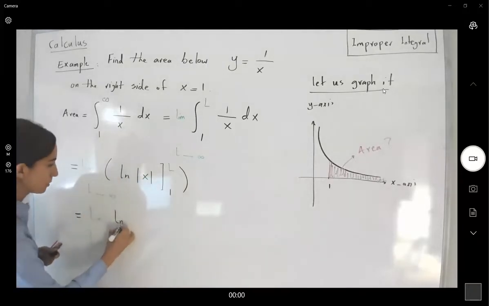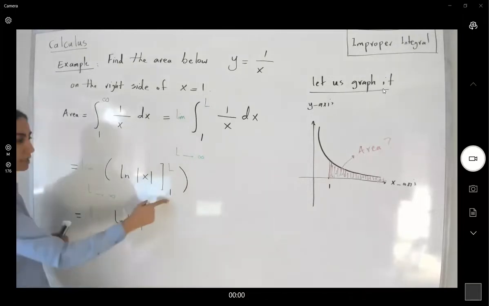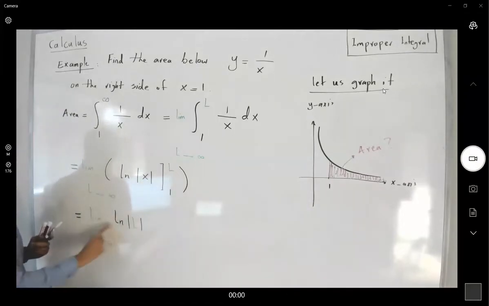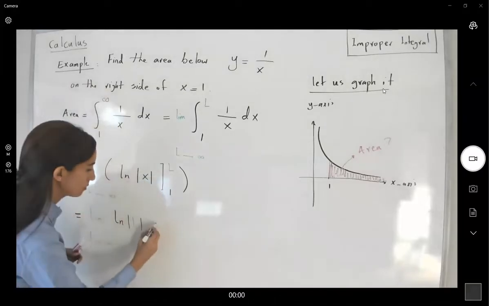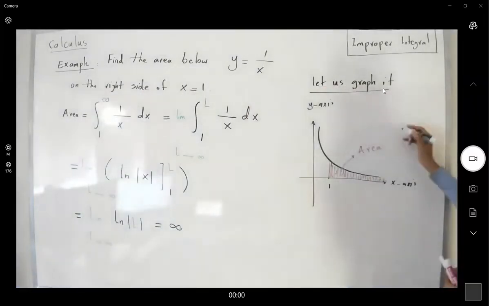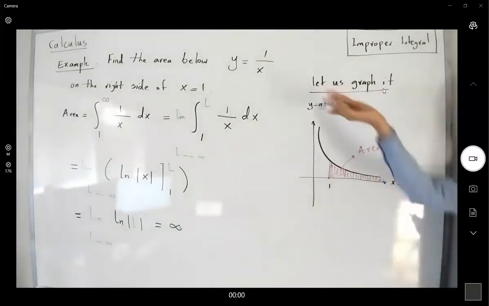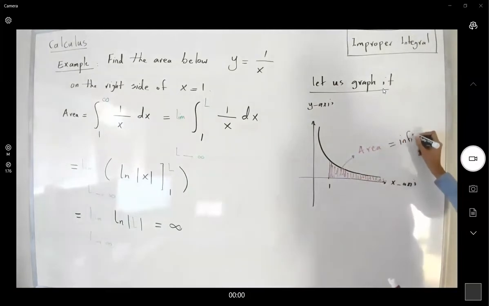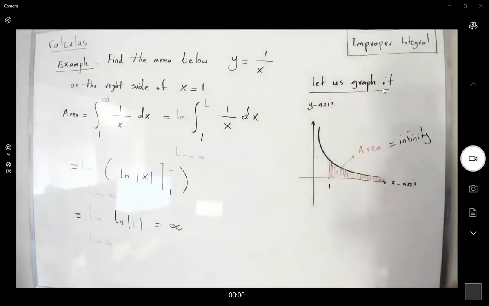So ln of the absolute value of L. And note that ln of 1 is equal to 0, so I'm not going to write this down. The limit of ln of infinity is equal to infinity. So this area, the area gets larger and larger. It's not a fixed number like the previous example, which was 1. So this area is infinity. For this integral, the area below this function is infinity.